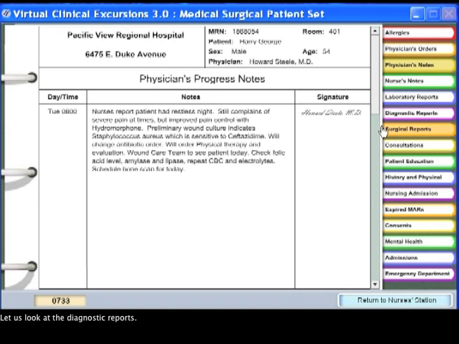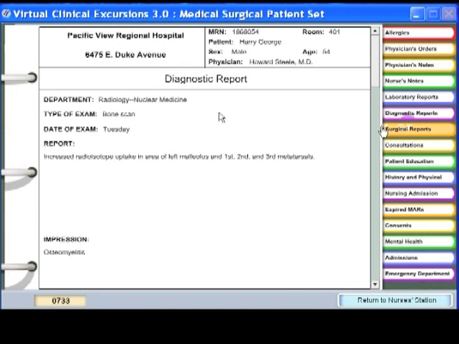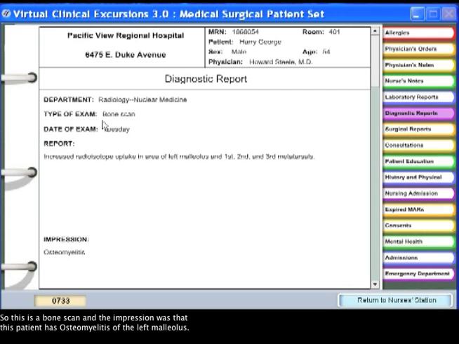The patient is also scheduled for a bone scan. Let us look at the diagnostic reports. When you're looking at diagnostic reports, go down to the impression. Number one, look to see what type of exam it was. So this was a bone scan, and the impression was that this patient has osteomyelitis of the left malleolus.